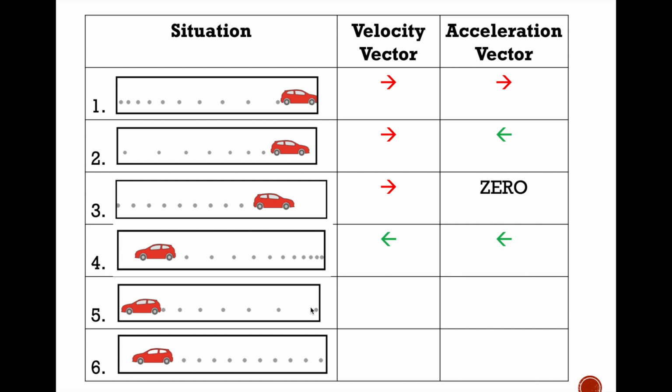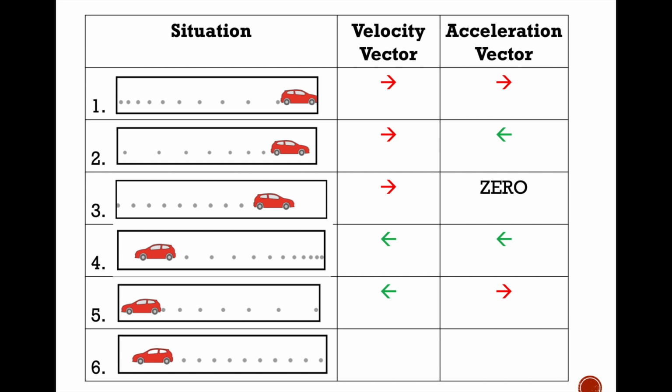Situation five is where you're moving to the left again, but you're slowing down. So your velocity is to the left because you're moving to the left. But as you slow down, you must be pushed backwards in order to slow down, right? So you must be accelerating in reverse. That is why your acceleration vector would be to the right.